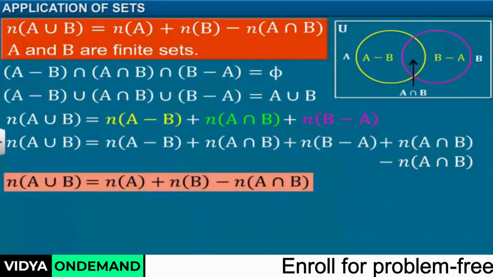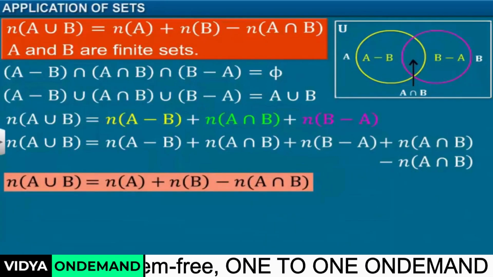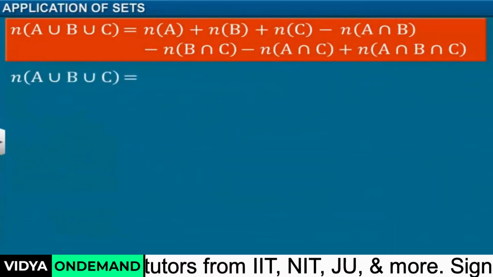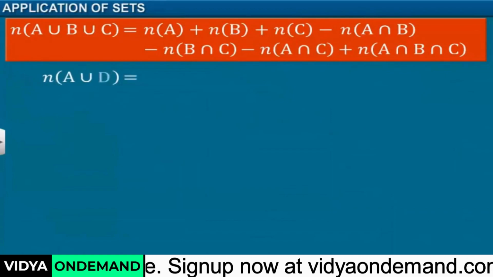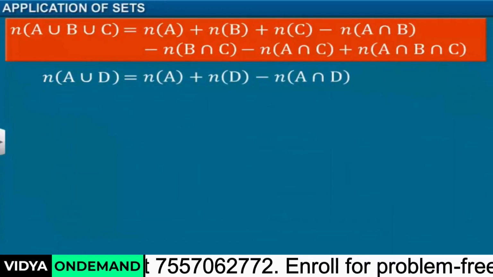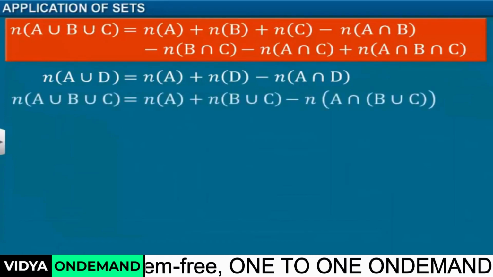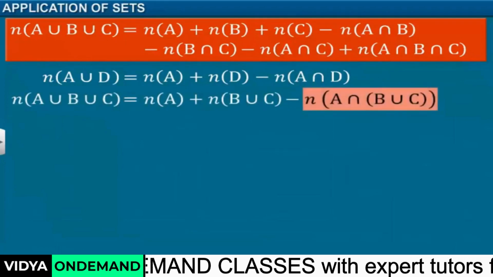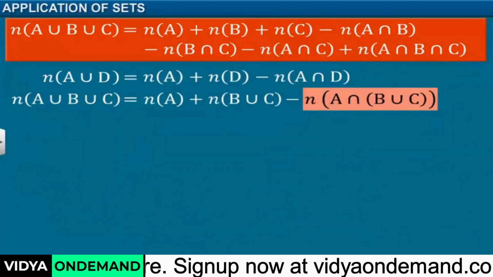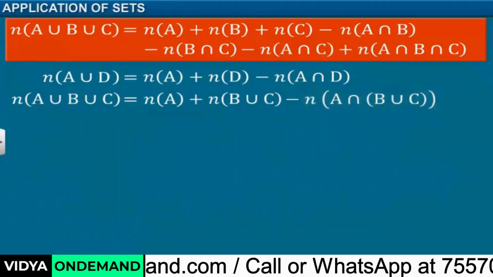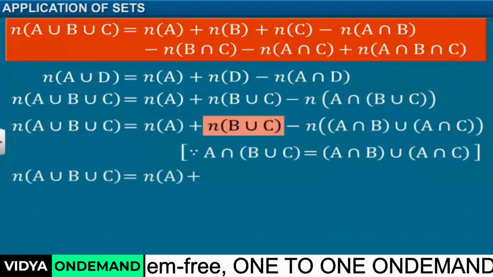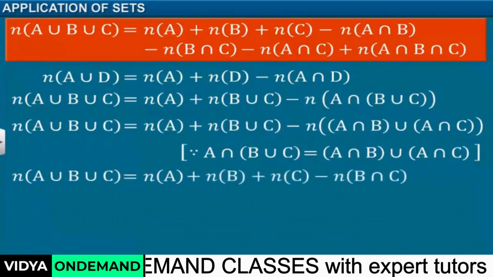We will now verify this relation. Let's denote B union C with the letter D. This can be written as shown. Now, we will replace the letter D with B union C. The third term can be written in the form shown using distributive law. Therefore, we can write the expression as shown. Now, we expand the second term on the right-hand side. The third term can be expanded as shown. Hence, the relation is verified.